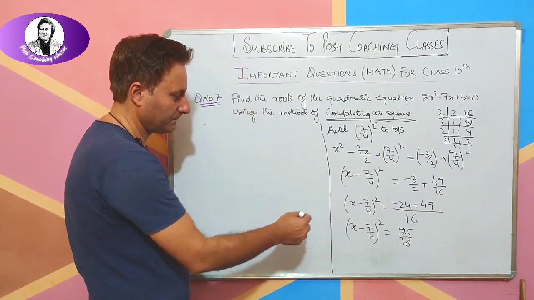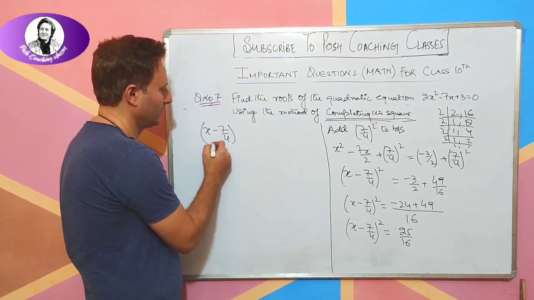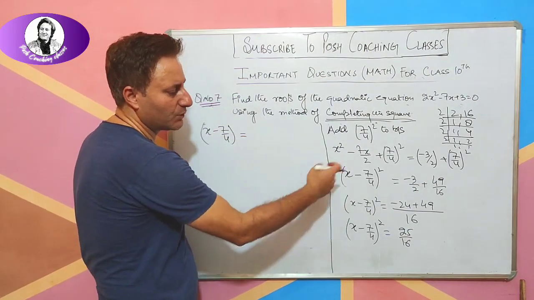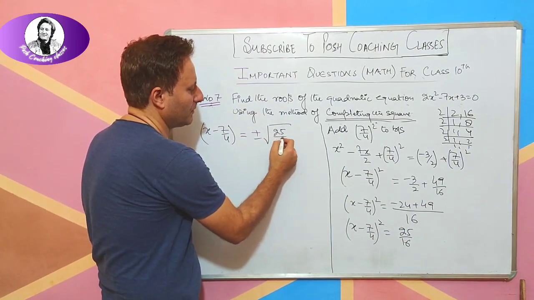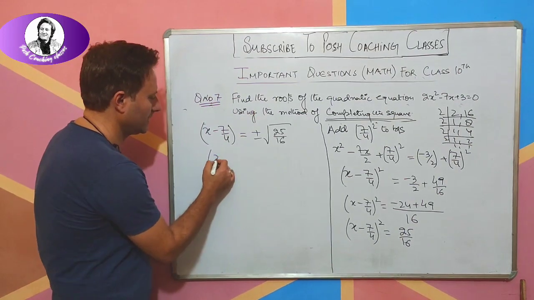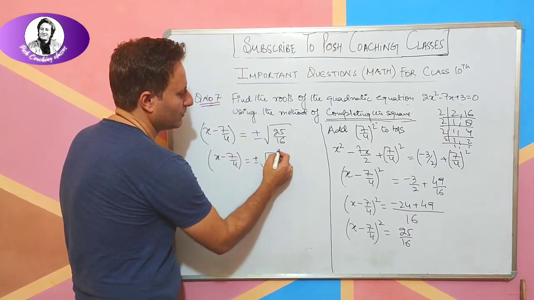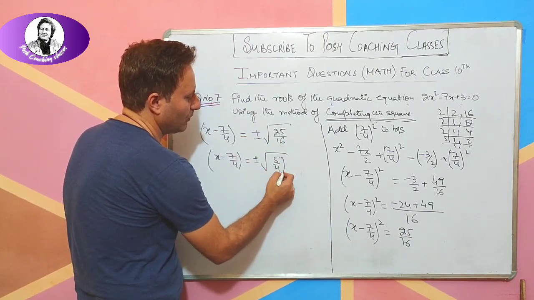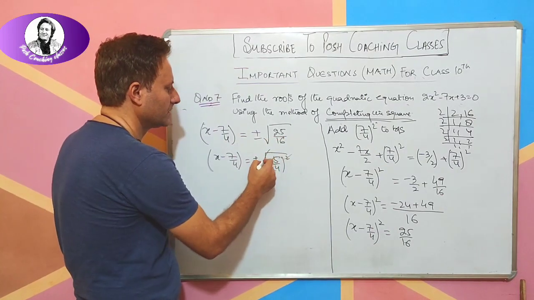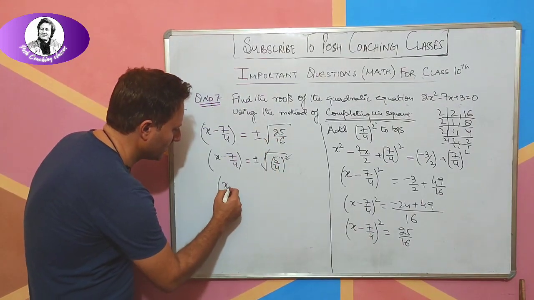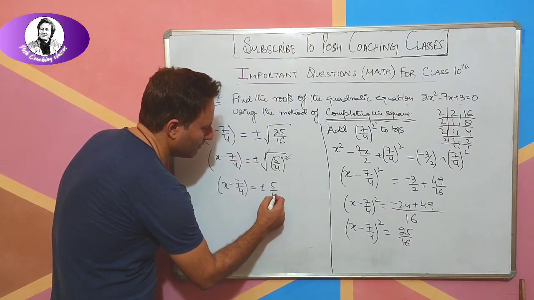Now I'll just rub this off. And what do we have? I have x minus 7 upon 4 is equal to, this square will go that side, it becomes plus minus root of 25 upon 16. x minus 7 upon 4 is plus minus under root, this is 5 upon 4 whole square. 5 into 5, 25, 4 and 4, 16. This square and root goes. x minus 7 upon 4 is equal to plus minus 5 upon 4.